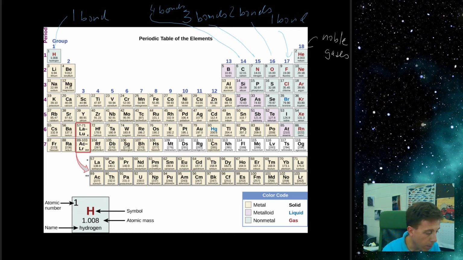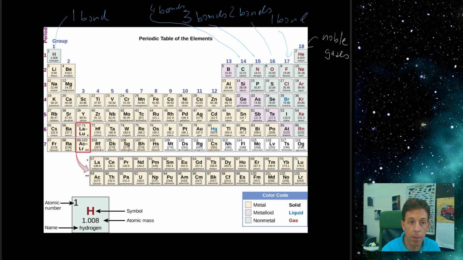So let's see how that works. So then we can also look at this as the number of valence electrons. As we indicated in the previous slide, each main group element will strive to achieve 8 valence electrons to fill its valence shell.